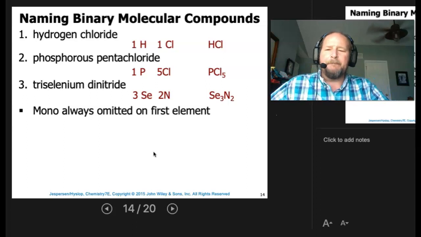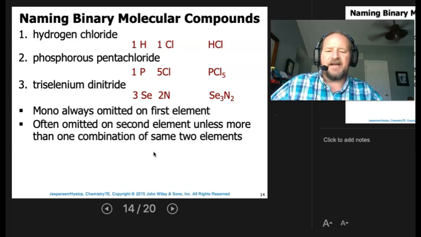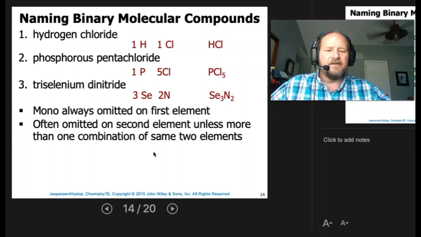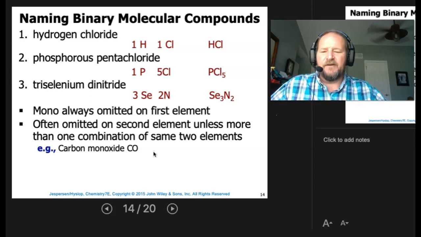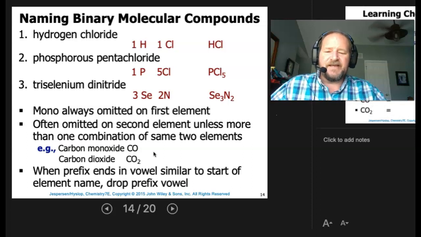Now mono is always omitted on the first element. So notice we didn't say monohydrogen, monophosphorus, right? We always do that. Now it's often omitted on the second element unless there's more than one combination of the same two elements. So in other words, carbon monoxide, right? So we do put the mono on the second element, but not the first. Carbon dioxide.